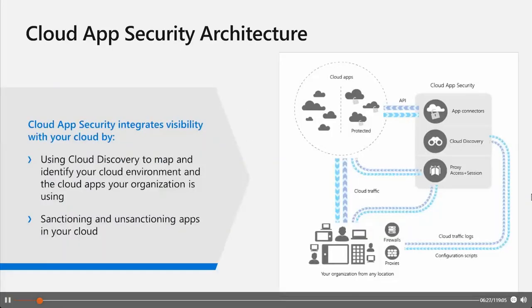As you can see in the architecture overview, you gain a lot of visibility in your cloud or on-premises application ecosystem, because you can use the cloud discovery option to map and identify your cloud environment and the cloud apps your organization is actually using. Second, you can sanction and unsanction apps in your cloud system. You can use easy to deploy app connectors that take advantage of provider APIs, so that you gain visibility and governance of apps that you connect to, basically.